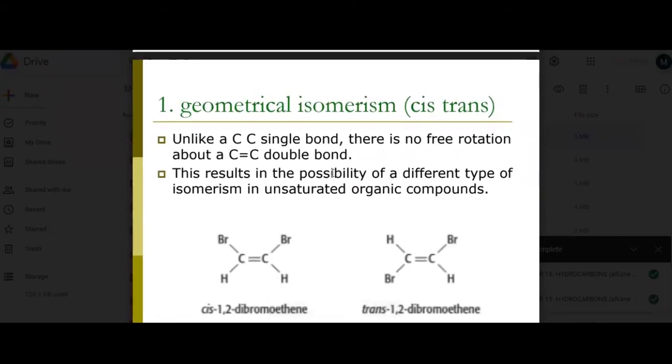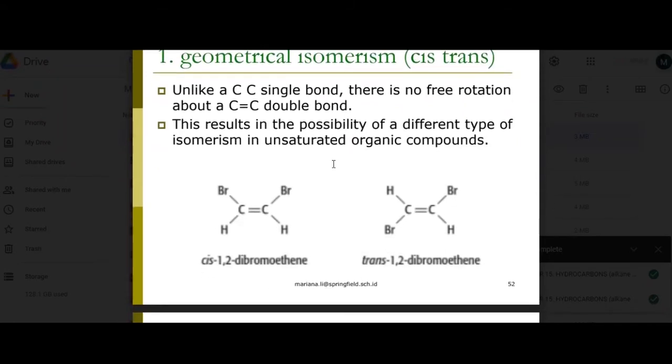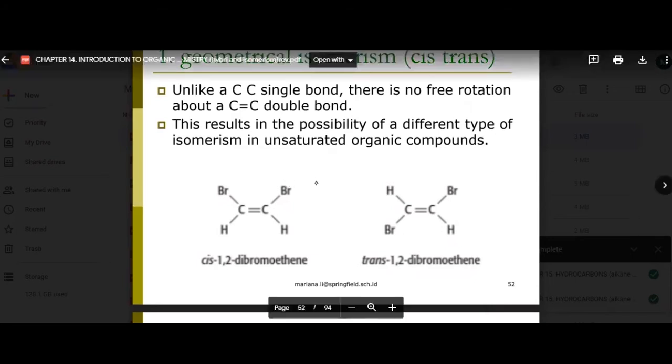Geometrical isomerism, known as cis-trans isomerism, arises because the carbons around a double bond cannot rotate freely. That means there is a restriction because of the presence of the pi bond. Around the C=C, the carbons cannot rotate as freely as in an sp3 carbon in an alkane. So there will be a possibility of different types of isomerism in unsaturated organic compounds. In this case, in alkenes, it forms cis-trans isomerism.